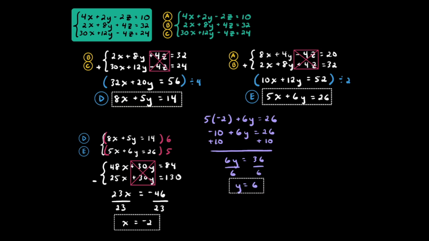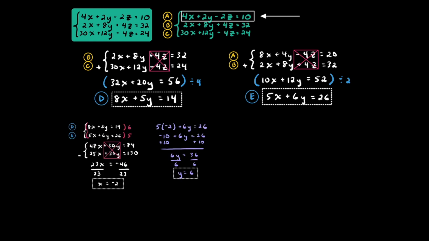Now that we have x and y, let's plug it into one of the original equations to solve for z. I'm going to choose to plug them into equation A. Substituting in, we're going to get 4 times negative 2 plus 2 times 6 minus 2z is going to equal 10. 4 times negative 2 is going to be negative 8, and 2 times 6 is going to be 12, minus 2z is equal to 10.